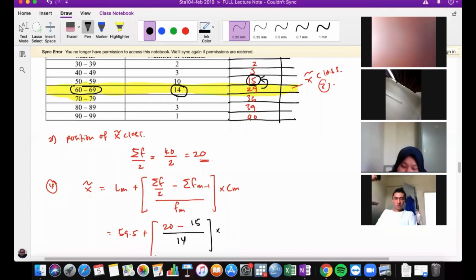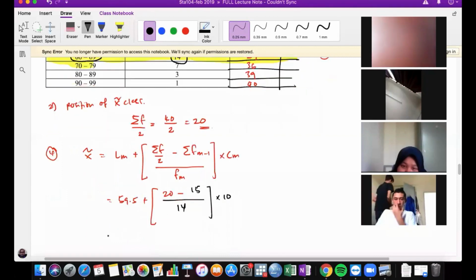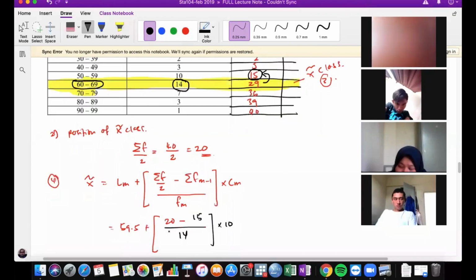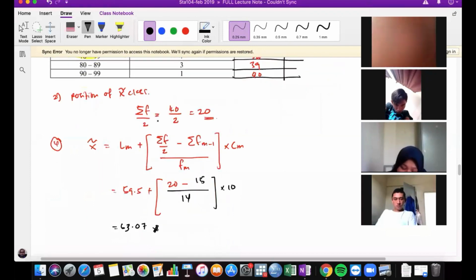What is the class size? It should be equal to 10. So the median should be equal to 63.07. This is the median value for this data.